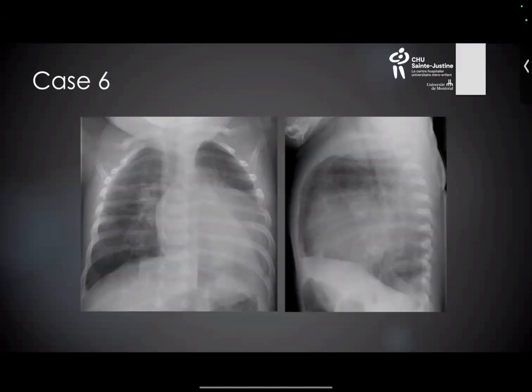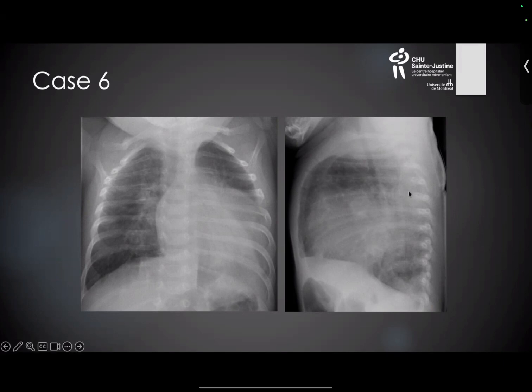We have another kid here. The pediatrician comes to us and tells us, okay, the baby is in respiratory distress, no cyanosis, but a really hard time breathing, 2 months old. Is it just a bronchiolitis, or is there any heart disease underlying that? So on that chest x-ray, what can we see?